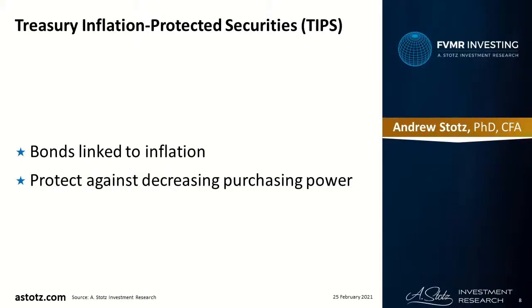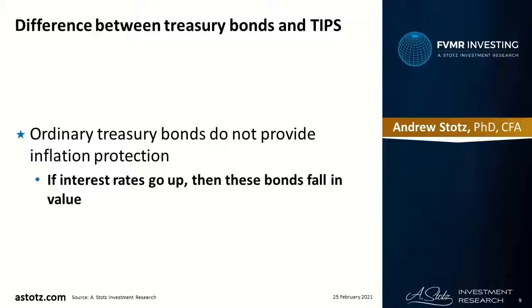TIPS are Treasury inflation protected securities. They're bonds that are linked to inflation, and they protect against decreasing purchasing power. Basically, you're protected against inflation if you buy a TIPS. Of course, the US is the major issuer of TIPS, although many other countries have TIPS instruments now. Now, the difference between a Treasury bond and a TIPS is that ordinary Treasury bonds do not provide inflation protection. If interest rates go up, then these bonds fall in value. But that protection exists with TIPS.